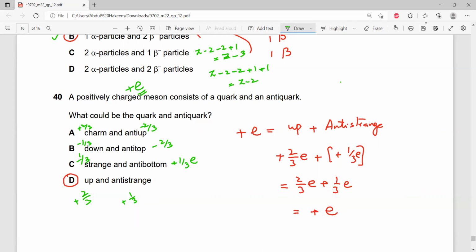It is positively charged. So when we look at D, up is plus 2 by 3 elementary, anti-strange is plus 1 by 3 elementary. So up and anti-strange, plus 2 by 3 and plus 1 by 3. After calculation, you will get this answer. Hence, the correct option is D.